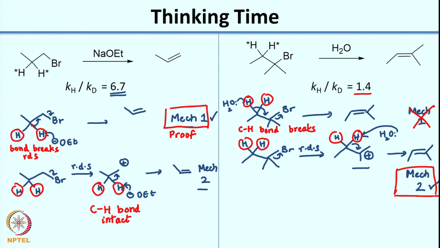In general, a thumb rule that you can use when you are trying to see if the reaction shows a primary kinetic isotope effect is that if you have a kH over kD value greater than 2, you can consider that the CH bond that you have replaced is probably taking part in, or breaking in, the rate determining step. Essentially, it shows a primary kinetic isotope effect.